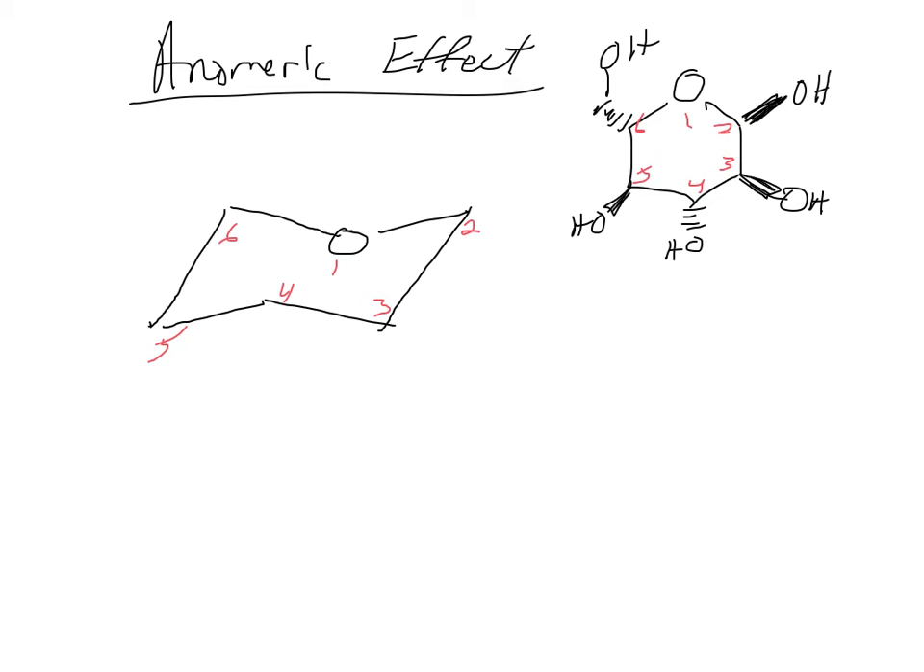So 2, I'm going to make 2 axial up. 3 is going to be equatorial up, that OH. 4 is going to have to be equatorial down, that other OH. 5, equatorial up. 6, equatorial down. So you can see everything else wants to be equatorial, is equatorial, except for the OH on carbon 2. Now, why would I want to do that?